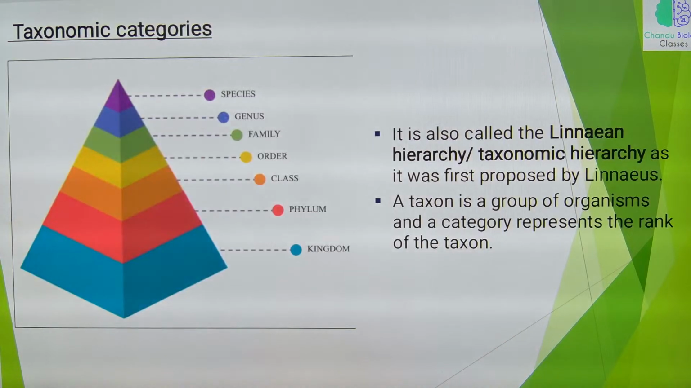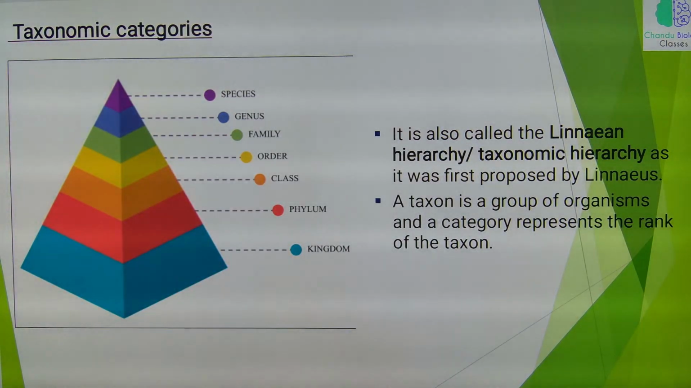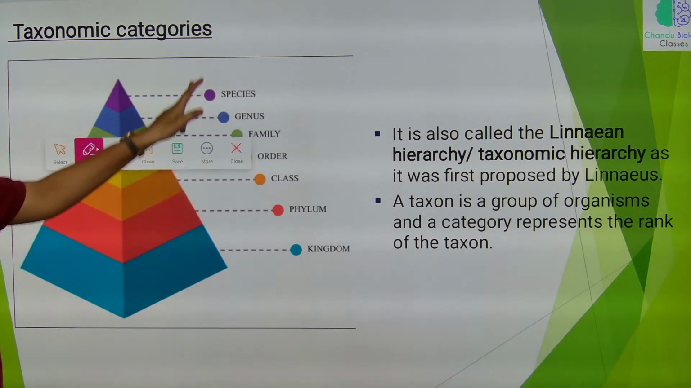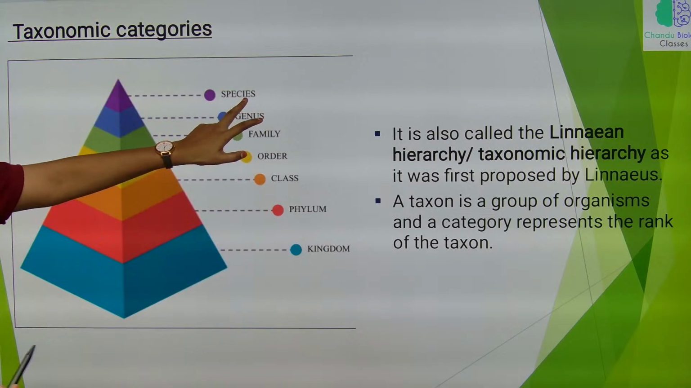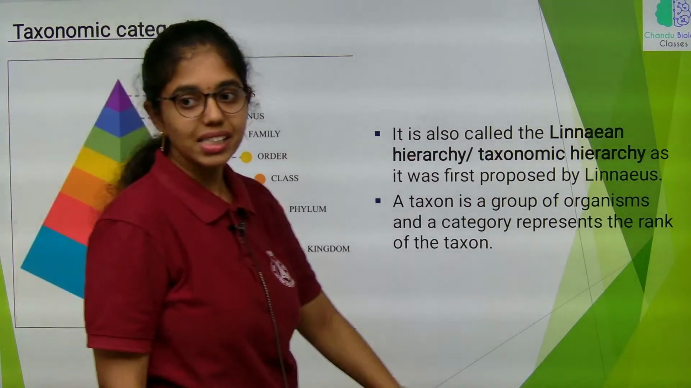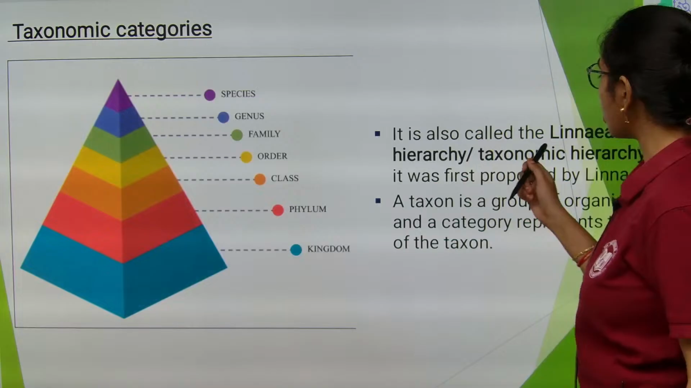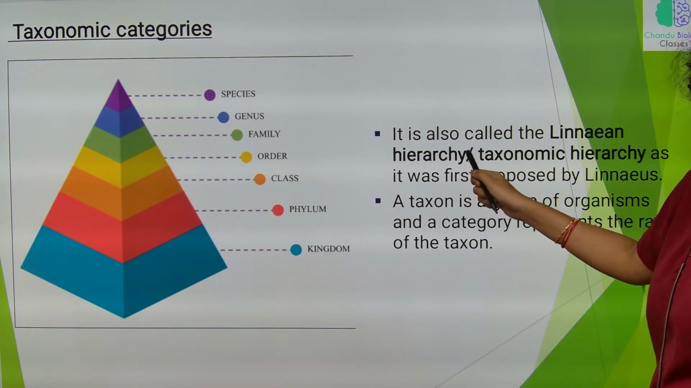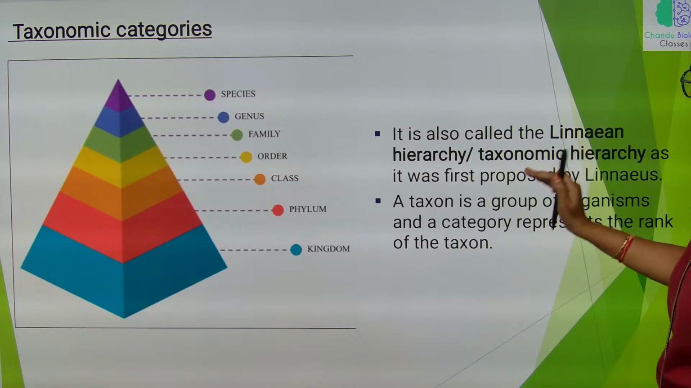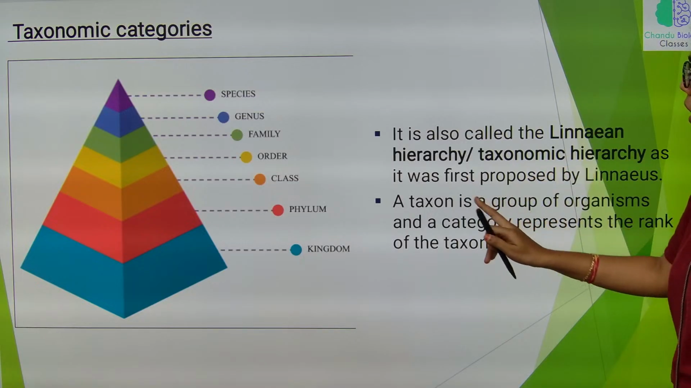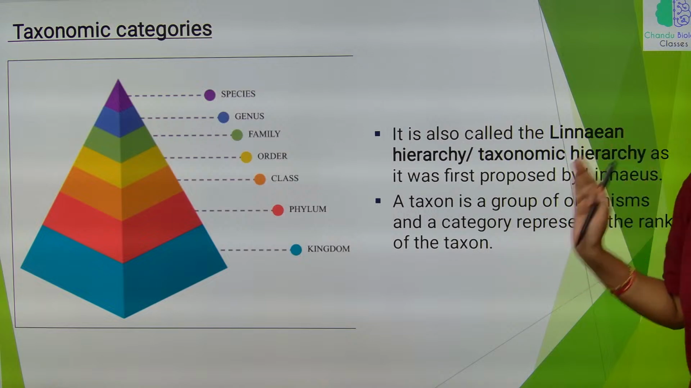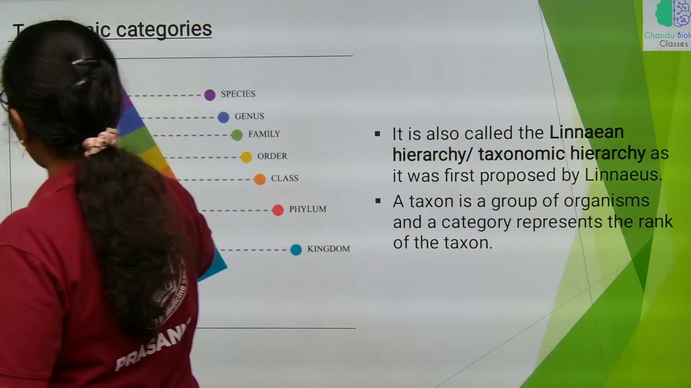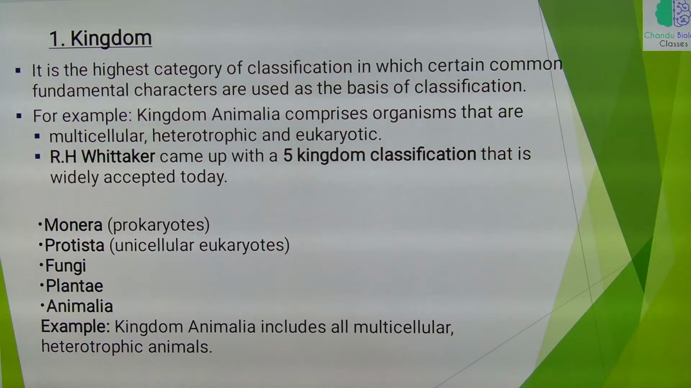Now, we come across the taxonomic categories, which is very important. As we have discussed, we have 7 obligate categories from species to kingdom. Of that, the smallest taxon is species, largest is kingdom. Okay. It is also called Linnaean hierarchy or taxonomic hierarchy, as it was first proposed by Linnaeus. A taxon is a group of organisms and a category represents the rank of a taxon. So rank, taxon, category mean one and the same. Let us start from kingdom, last to species.